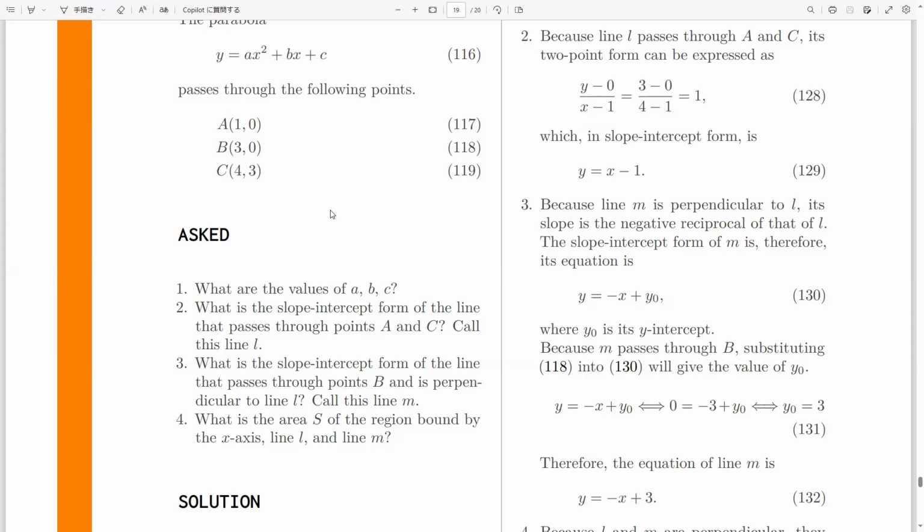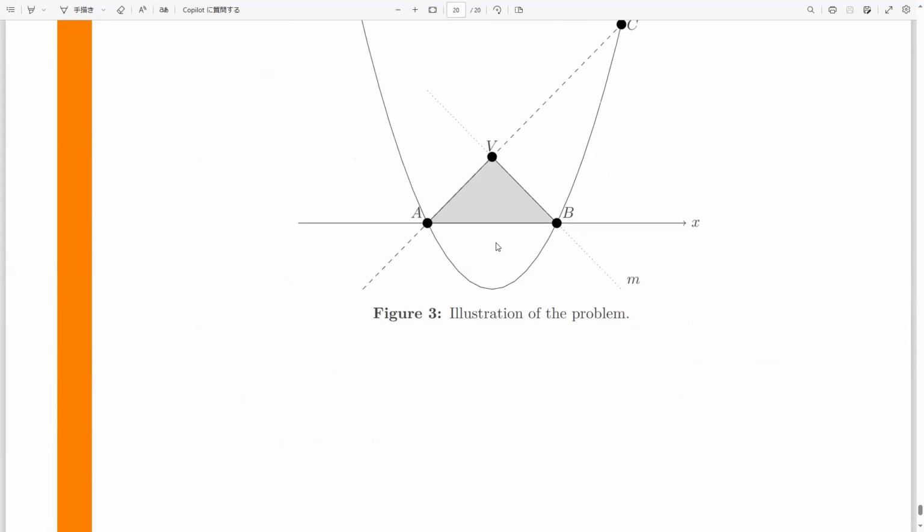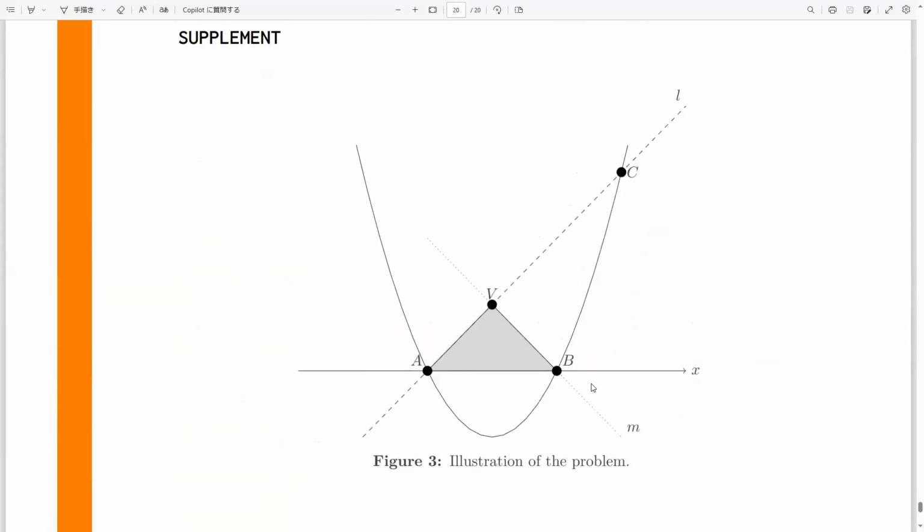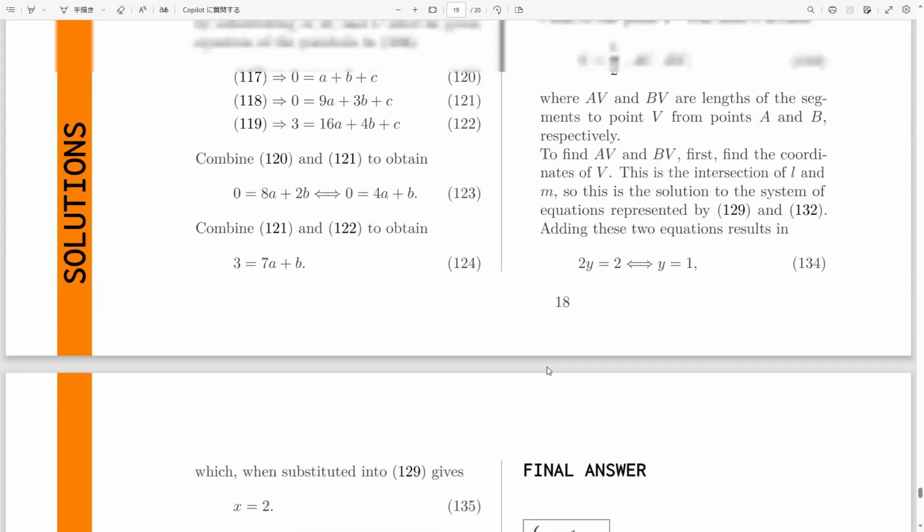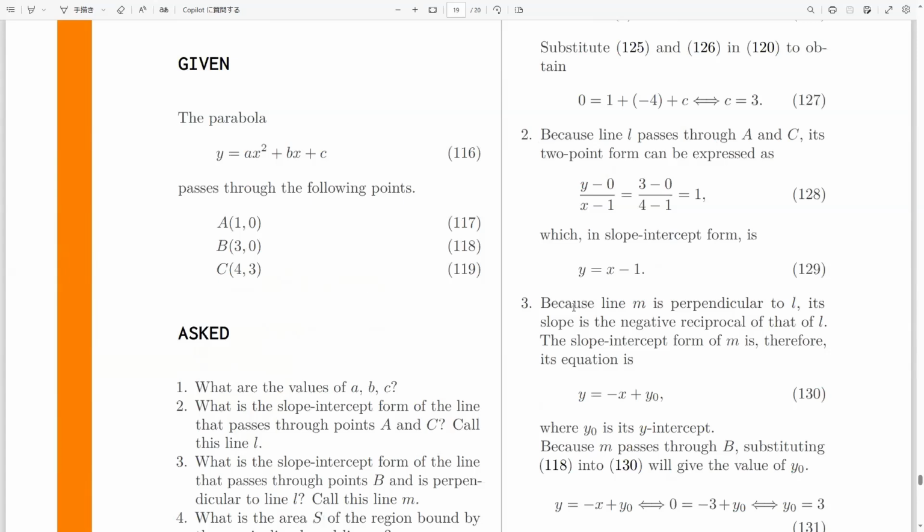And the way we do that is we just, again, use any of our points here. In this case, I'm going to use B, the point B, because the line M doesn't go through A, and it doesn't go through C. The line M only goes through point B. Okay, so we don't have a choice. We have to use point B in here. So we're going to use the point B, which is 3, 0.